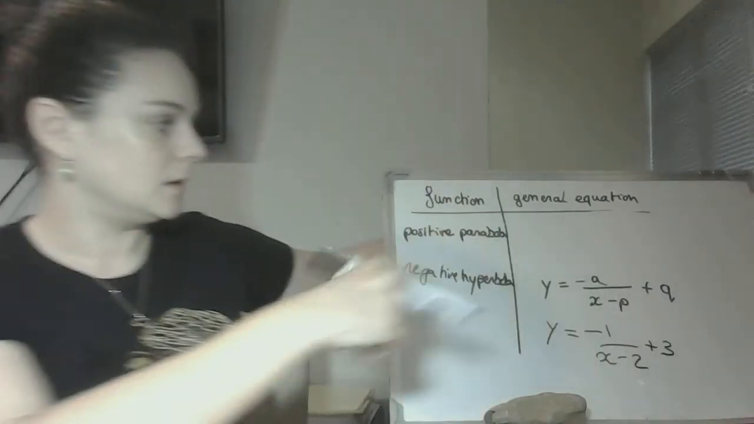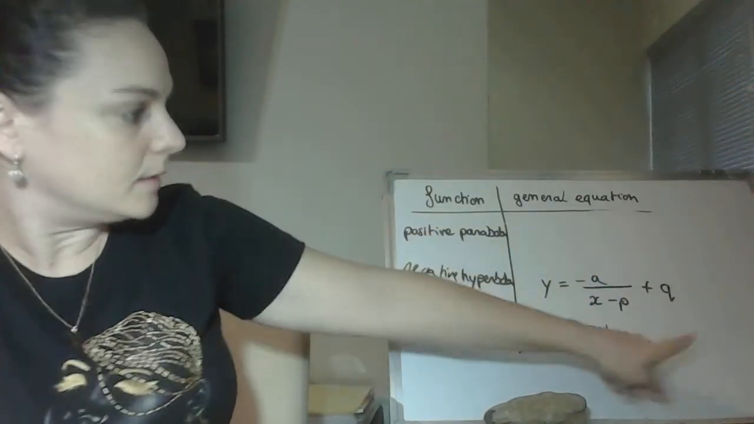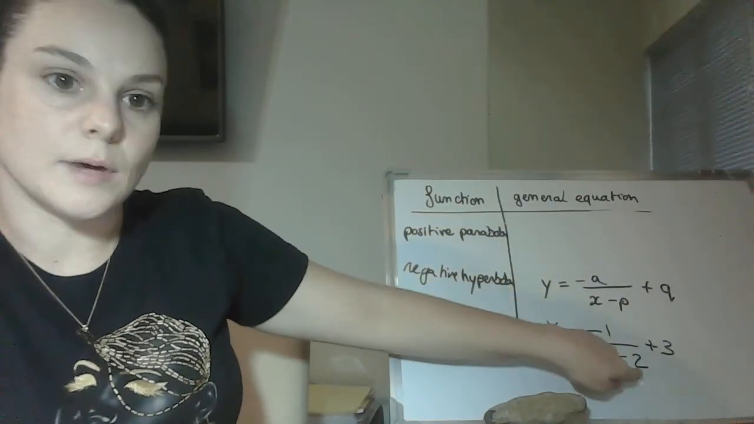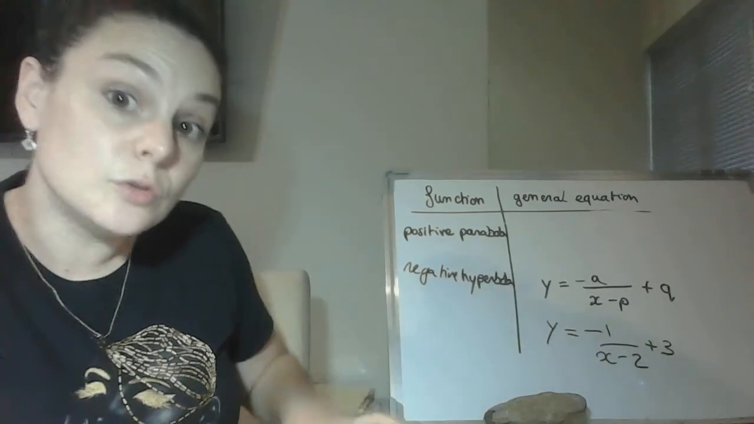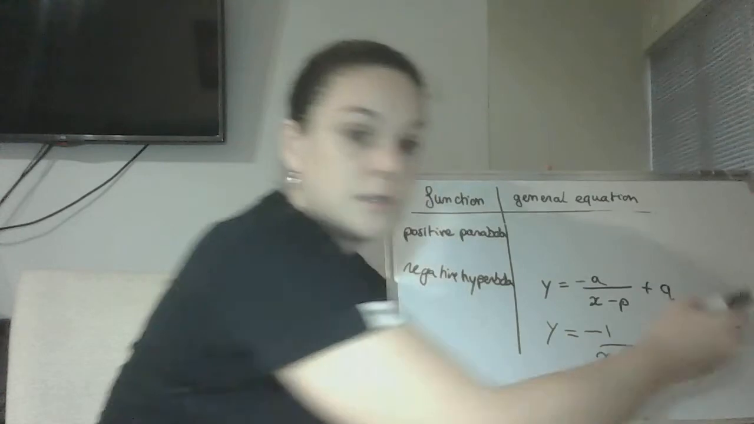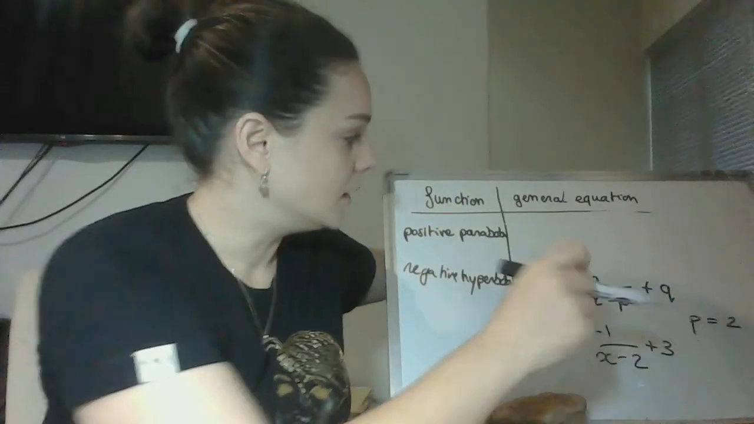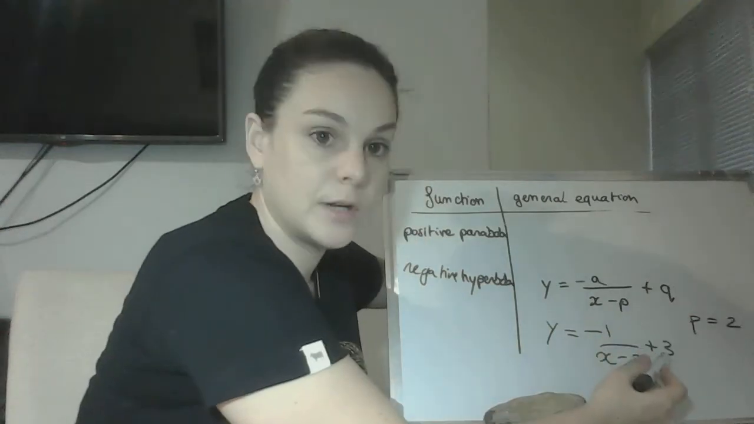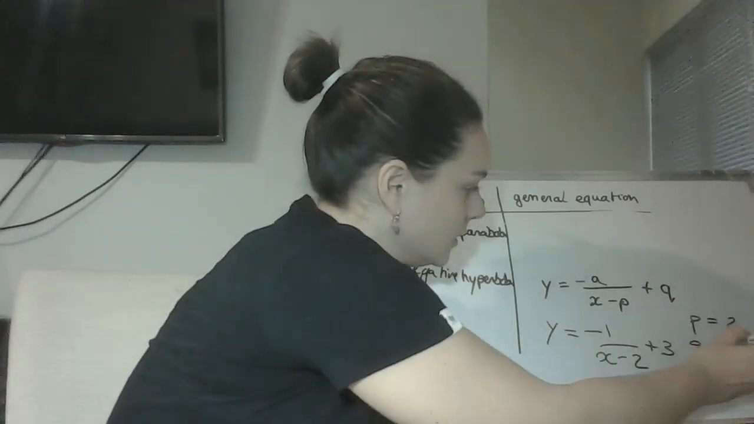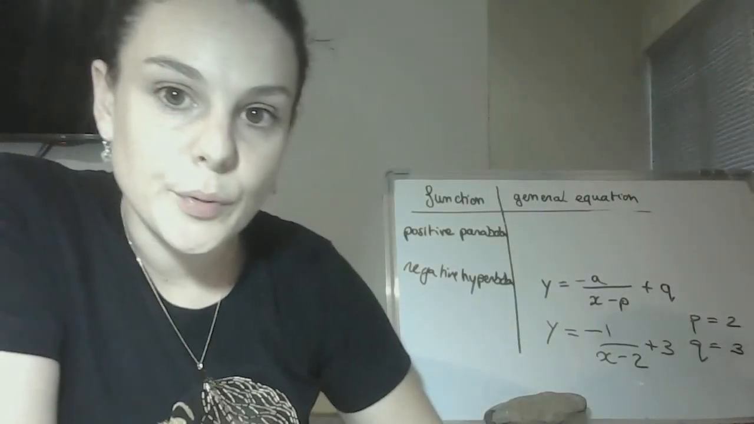Alright. So here we have a negative hyperbola that has a minus p equal to minus 2. So the p is 2. It shifts 2 units to the right. And the q is plus 3, so the q is 3. It shifts 3 units up.